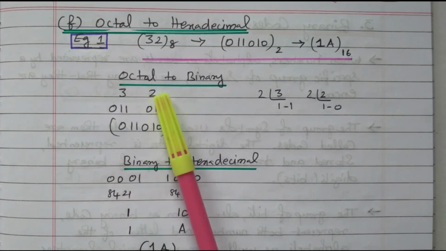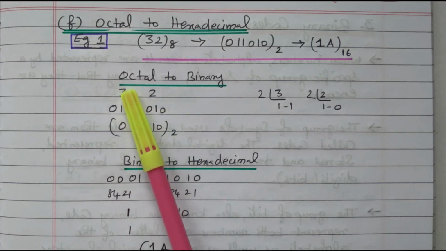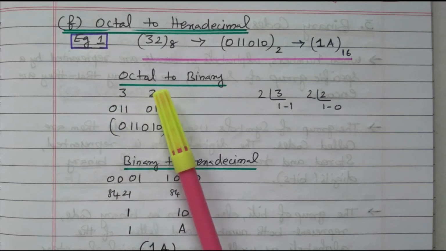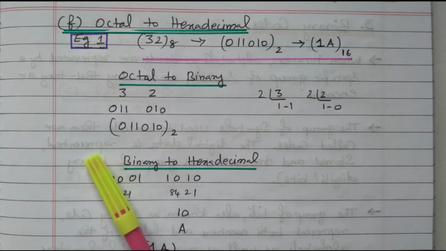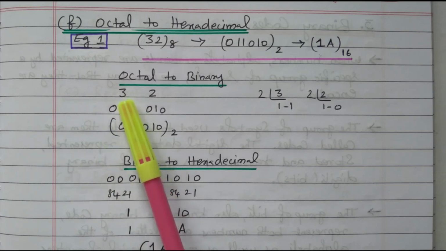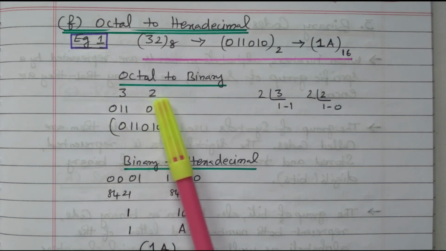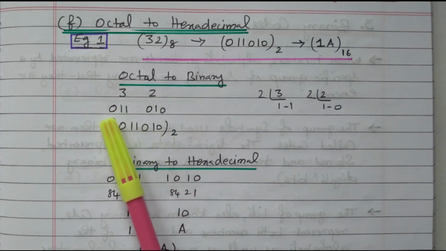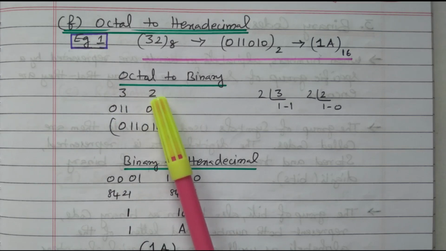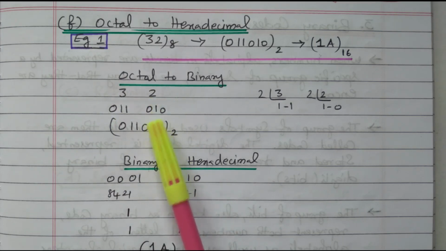Write 3 separately, 2 separately. Convert 3 into binary, 2 into binary and write it in 3 digits. That's why I already told. So grouping technique means octal means 3 digits, right? The given octal number is 32. It is written separately. 3 written separately, 2 written separately. 3 should be converted into binary and written in 3 digits. 2 should be converted into binary and written in 3 digits.